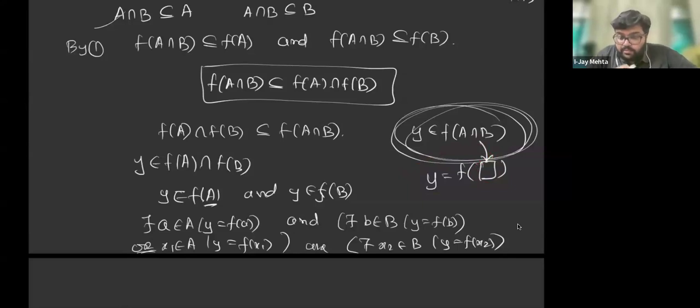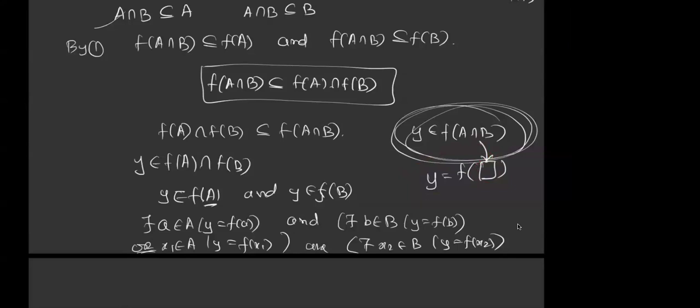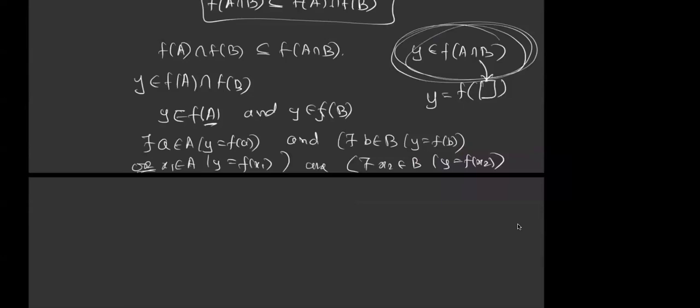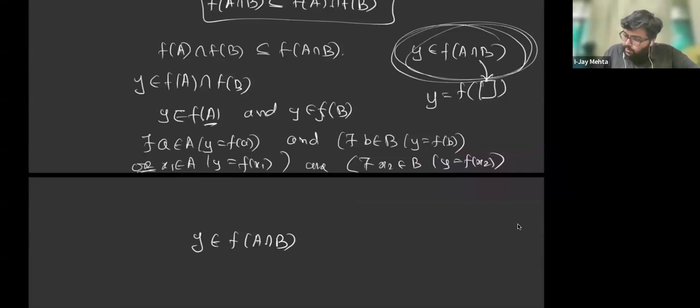Swati? Can't we just directly write after this step that y belongs to f of A intersection B, because we have x1 belongs to A such that y equals f of x1 and so I want to write this. So before that, I will write y equals f of something. That something should be in A intersection B, but I know x1. Where is x1? Or let us say a.